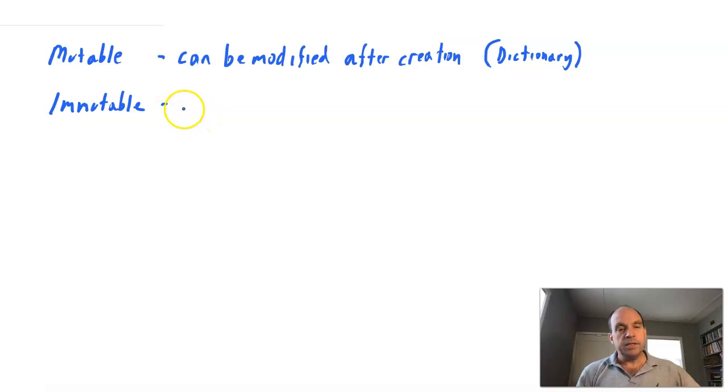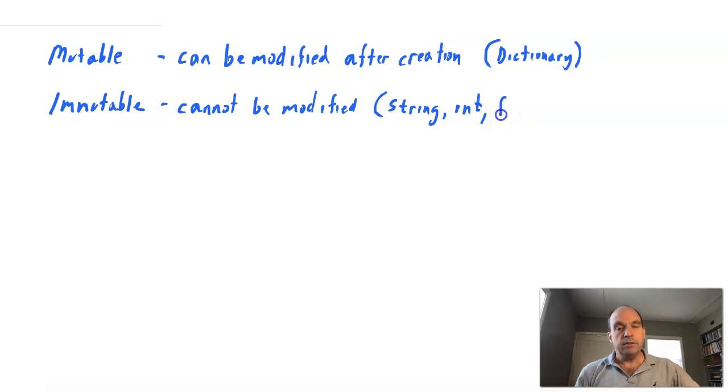An immutable object cannot be modified. We saw that in the example of a string, where we tried to change one of the characters of the string, and it didn't work. It gave us an error. It said assignment was not possible. In fact, everything we've seen so far, other than the dictionary, is an immutable object. So integers and floats are all immutable objects.